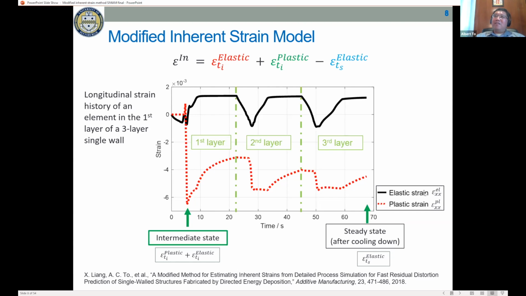So what we find out is that this is a good term to include, okay? The elastic strain at the steady state after everything is cooled down. So that's the term that we use to capture how the rest of the thermal energy gets converted into mechanical energy. Okay, so that's why we're including the elastic term at the steady state.